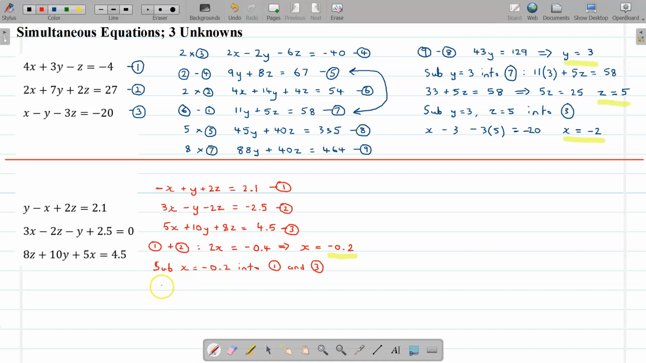So substituting it into equation 1, let's have a look, we've got 0.2 because it's negative x. Okay, so it's 0.2 plus y plus 2z equals 2.1. Okay, 2.1. That should say there.